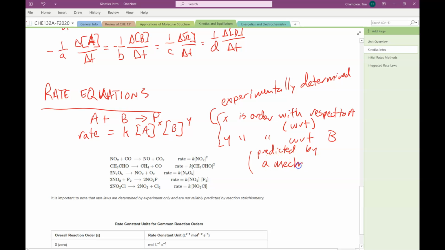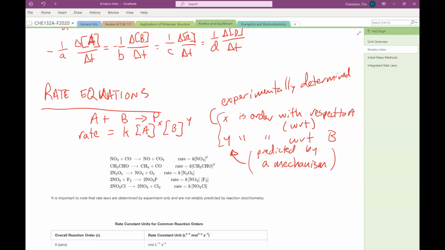We'll learn much later on in this chapter what a mechanism is and a little bit about how to do that. One of the ways we tell if a mechanism is plausible is if the observed kinetics, the observed rate law, is in agreement with the rate law predicted by the mechanism, then the mechanism might possibly be correct. We would never say it's absolutely correct, but it might be correct. If the mechanism predicts a rate law that isn't consistent with the observed kinetics, then there's no way that can be the right rate law.